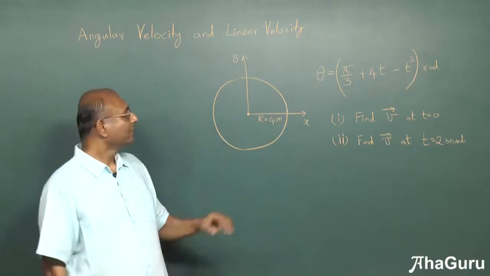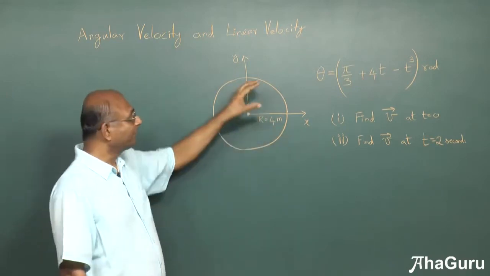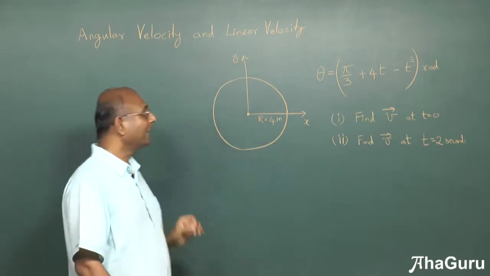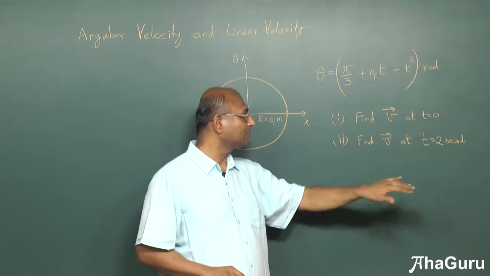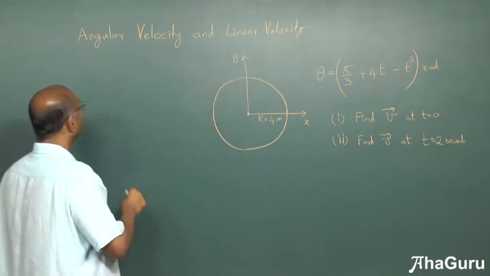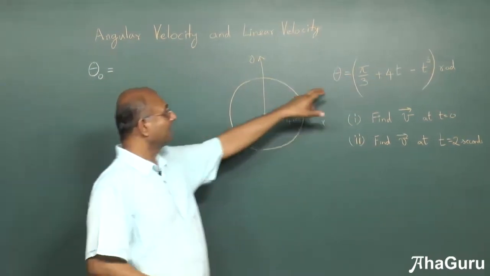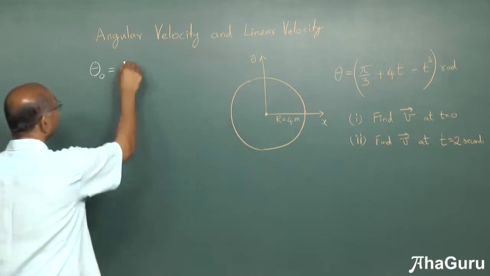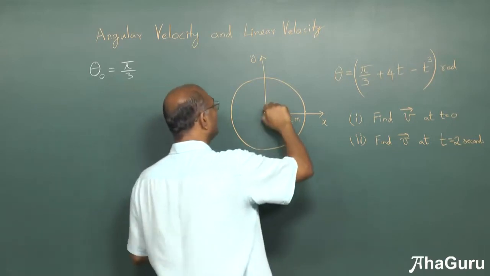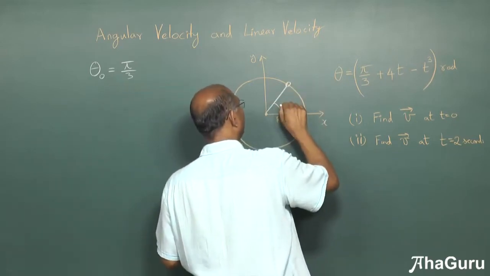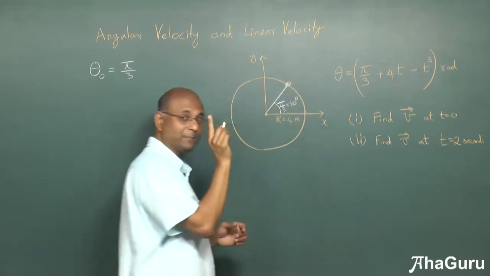So in this question, we have been given theta. There is a particle that is going around in a circle, and we have been given theta as a function of time. We want to find the particle's linear velocity, not speed, at t equals 0 and at t equals 2 seconds. First, at t equals 0, what is theta? If I put t equals 0, I get pi by 3. What is pi by 3? 60 degrees. So the particle is here, at pi by 3, which is equal to 60 degrees. This is where the particle is in the beginning.